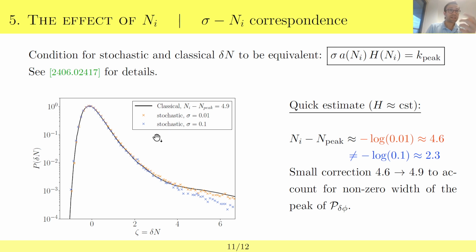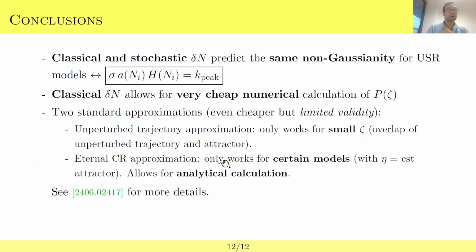To compare a counterexample, if I compute this PDF in stochastic inflation but with sigma 0.1, the agreement is not there anymore with the classical delta N formalism, because in this case N_i should be minus log of 0.1, that is 2.3 e-folds after the coarse-graining of the horizon crossing of the peak of the power spectrum. And with this I arrive to my conclusions.